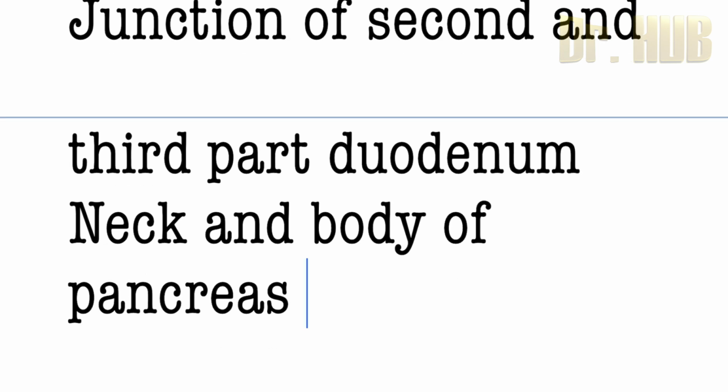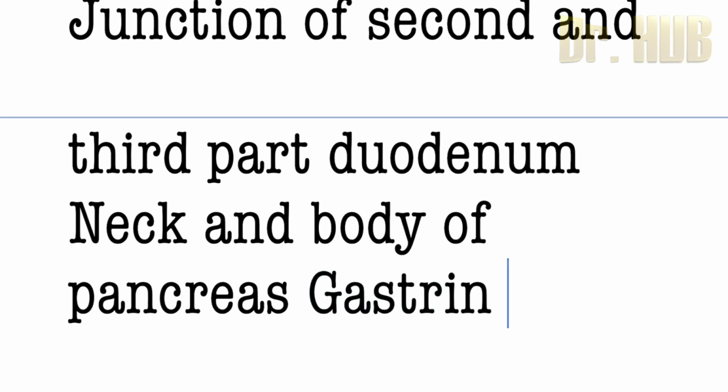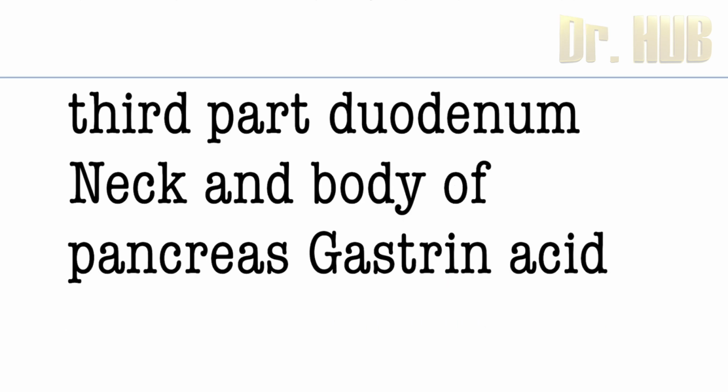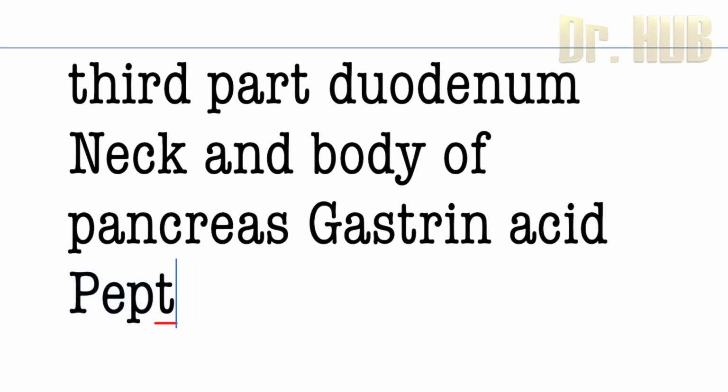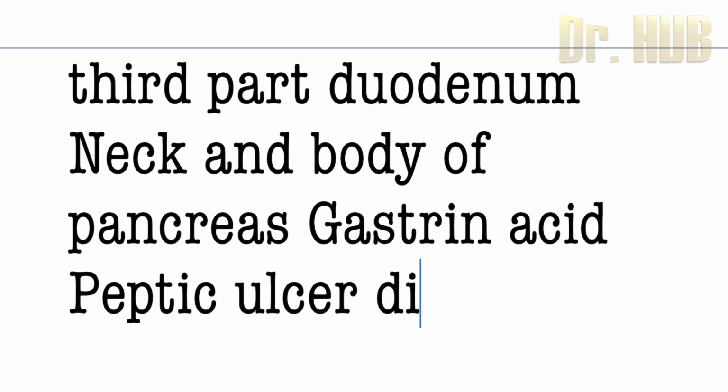Now the increased gastrin production leads to increased acid production. So gastrin increases the acid and it causes peptic ulcer disease.